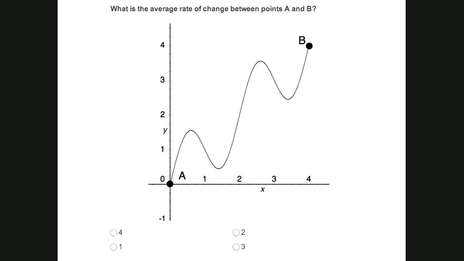What is the average rate of change between the points? This is a slightly different type of problem, but the average rate of change is the slope of the endpoints. This endpoint here is 0, 0. This endpoint here looks like it's 4, 4. So to find the slope, I'd go 4 minus 0 over 4 minus 0, which is 4 over 4, which is 1. So the average rate of change between A and B would be 1. It's just finding the slope.